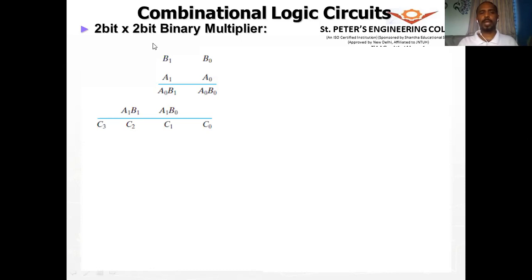So therefore, what I observe here is when I multiply a 2-bit number by a 2-bit number, what is the maximum number of bits in the result? The result is a 4-bit number, right? So when I multiply 2 bits by 2 bits, I get 4 bits. So that is the result I am observing by doing the binary multiplication, right? So therefore, now let us see how we can implement this circuit.